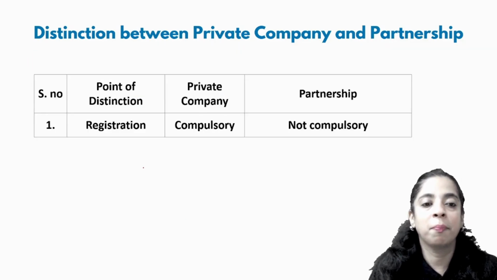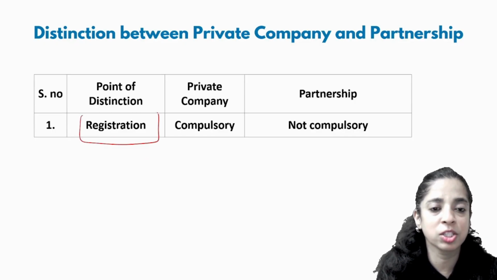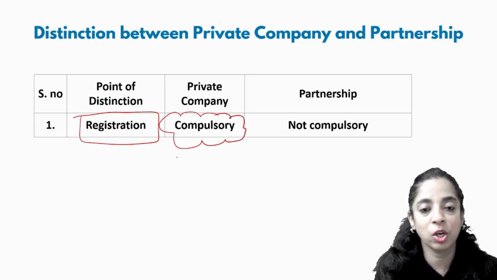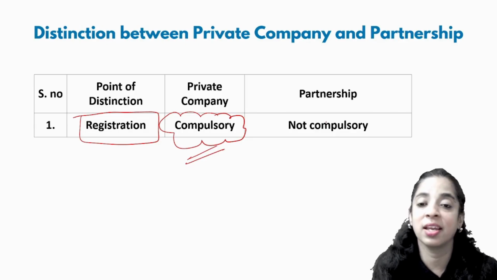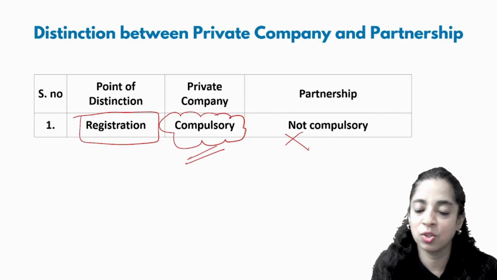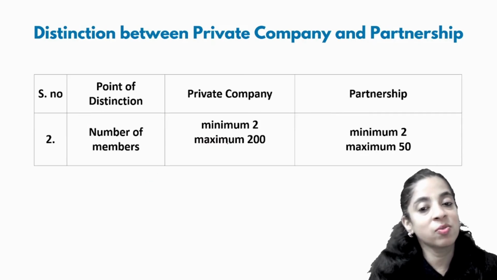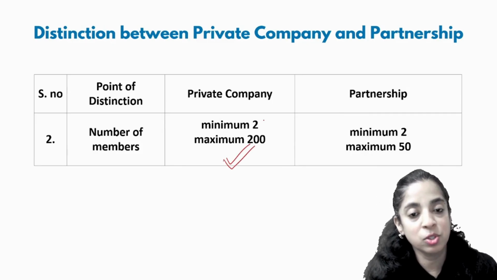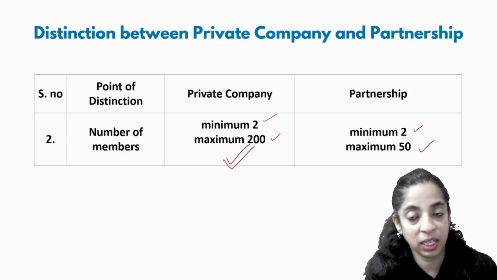So private and partnership. If we talk about registration, obviously a private company is a part of what? Joint stock company. So registration is compulsory. Whereas in a partnership it is not compulsory. Now number of members, we have already done this so many times. Now you should remember this. Minimum is 2, maximum is 200. In a partnership minimum is 2, maximum is 50.